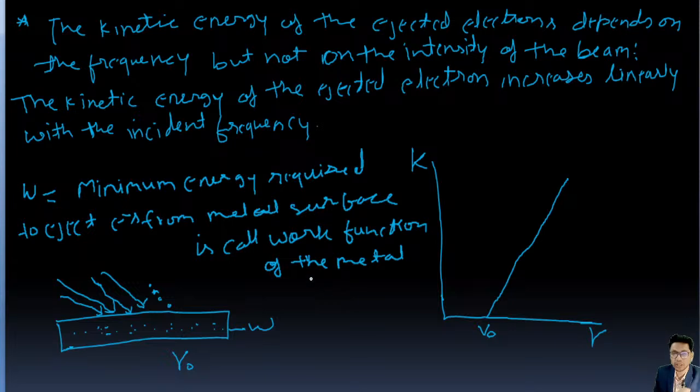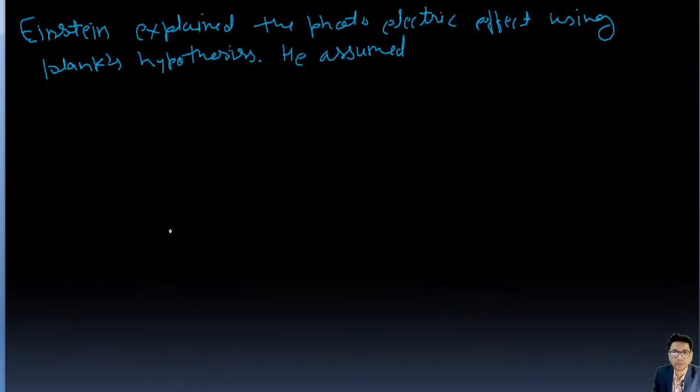Similarly, nu zero is the threshold frequency. Threshold frequency is the minimum frequency required to eject electrons from a metal surface, and that is denoted by nu zero. Okay, so now Einstein explained the photoelectric effect using Planck's hypothesis.